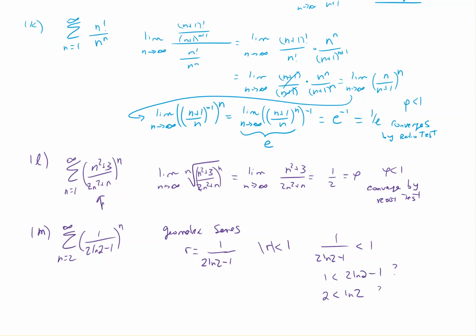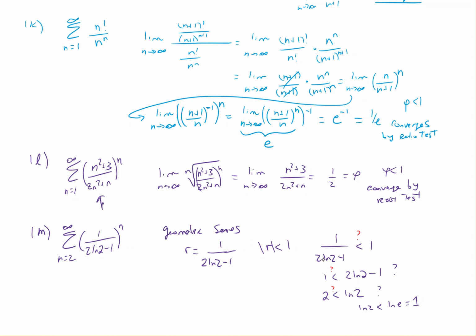Well, 2 ln of 2, ln of e is 1, right? ln of 2 is definitely less than ln of e because e is like 2 point something. So ln of 2 has got to be less than 1. So I don't think this is the case, right? I should put a question mark over these, right? Because this is what we're testing. I don't think this converges, because I don't think this is less than 1.